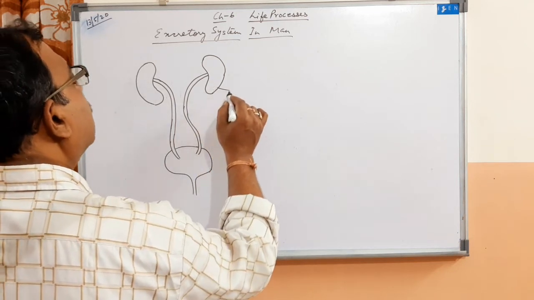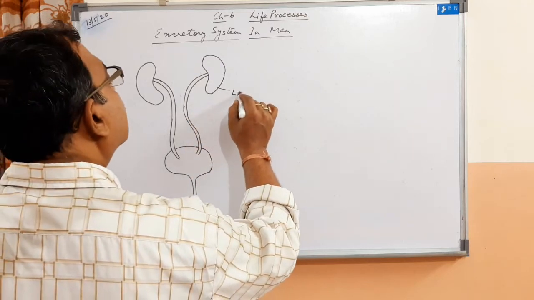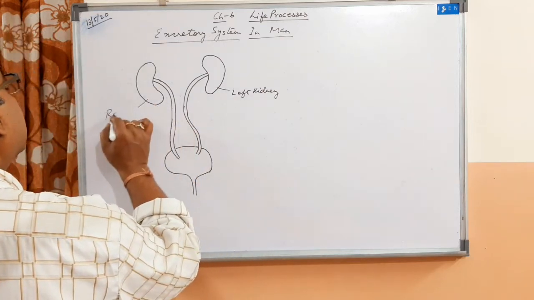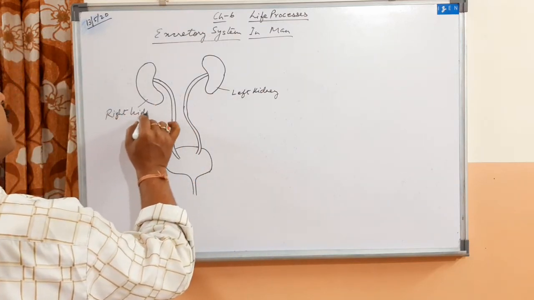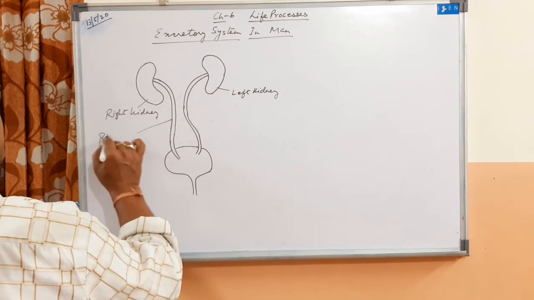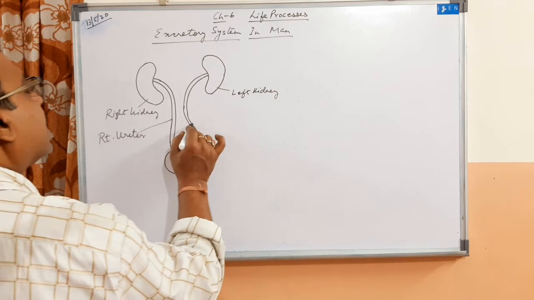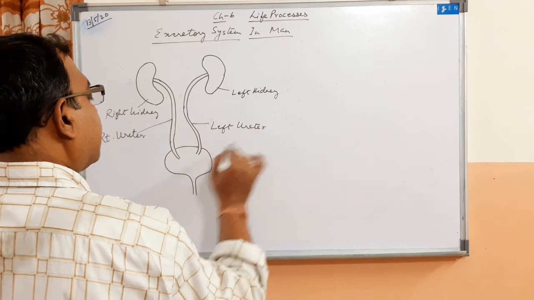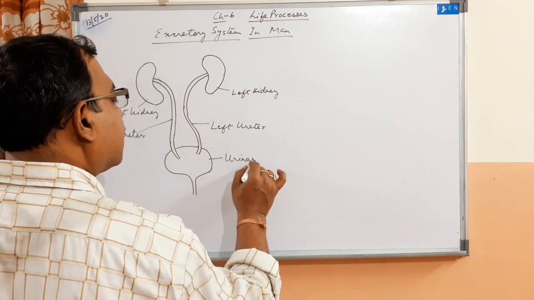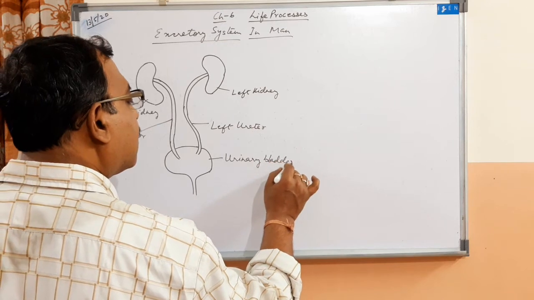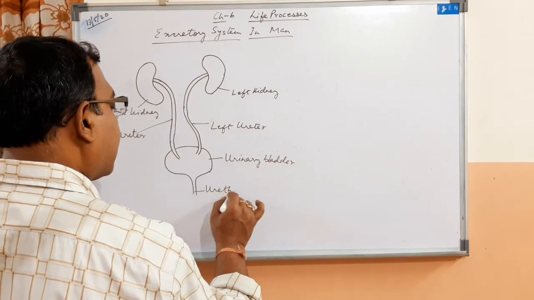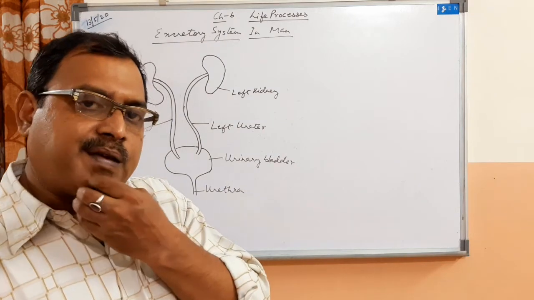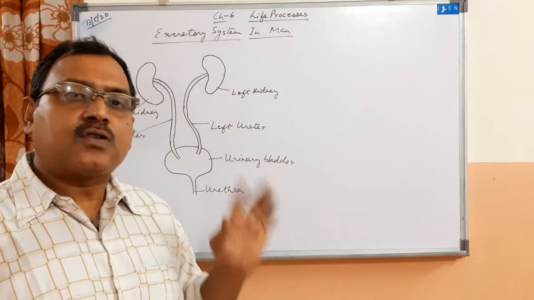So this is the left kidney, this is the right kidney, this is the right ureter, this is the left ureter, this is the urinary bladder. And this is the urethra. So primarily the excretory system in man consists of four different parts.